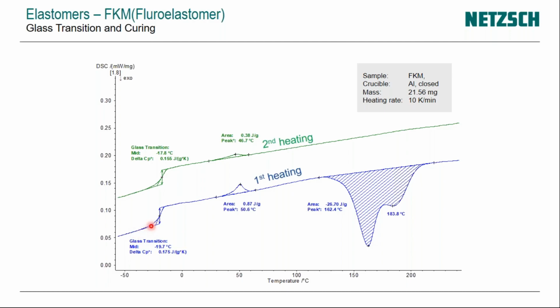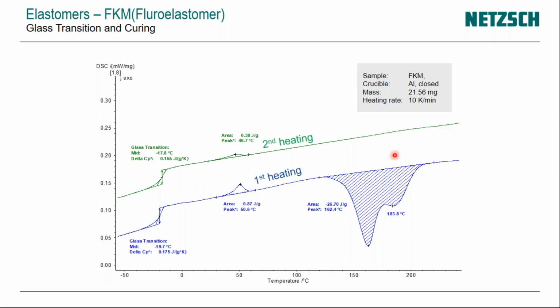At the first heating, we find the glass transition around minus 20 degrees. Then we continue heating the sample, and there we find a small effect here, which might be a small additive in this sample. And then as we go on heating, we get the big, broad peak, which is nothing but the curing. Normally for rubbers, we also call it the vulcanization behavior of the rubber. So this is the complete curing which has happened.